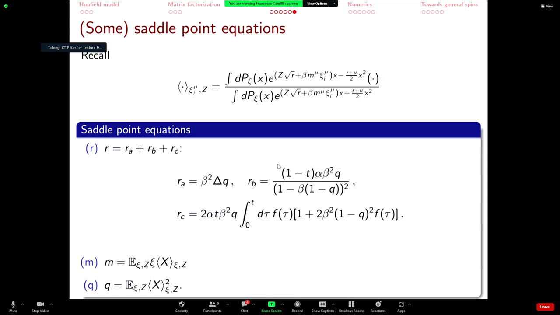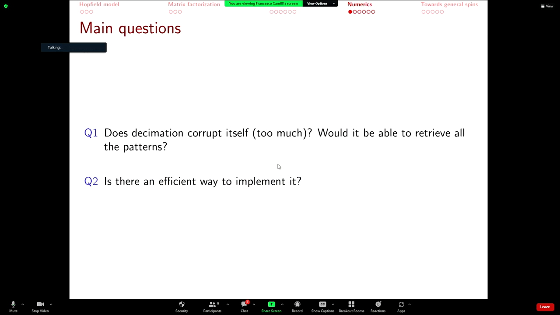So these two main questions still stand, in particular the first one. Does decimation corrupt itself too much? Now we have the tools to say yes or no, because we have the theoretical analysis. And provided it starts with low enough noise levels, is it able to retrieve all the patterns, or does it stop at a certain point? And the second question, that we will see later, is: is there an efficient way to implement it? Because this is a theoretical analysis, as Marilou was pointing out, it is not an algorithm.